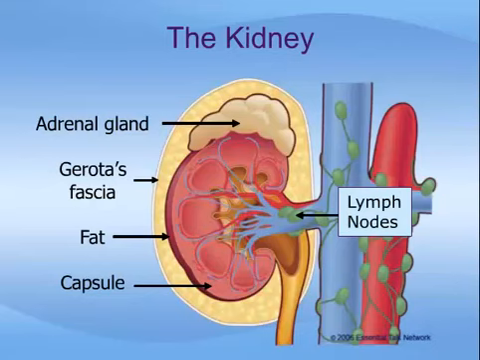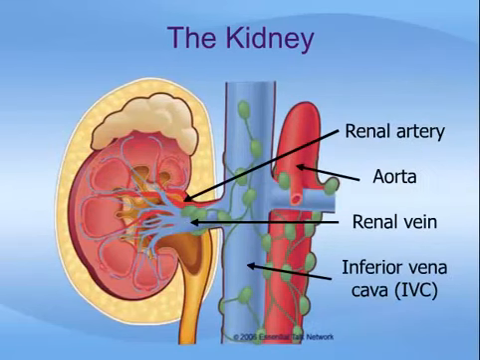Around all of this is a tough fibrous membrane called Gerota's fascia, which is also important in limiting the spread of cancer. Like all major organs, the kidneys are also surrounded by lymph nodes, small glands that play a central role in fighting infection and disease. The kidneys receive blood supply from usually one, but often 2 or more renal arteries, which arise from the aorta, the largest artery in the body.